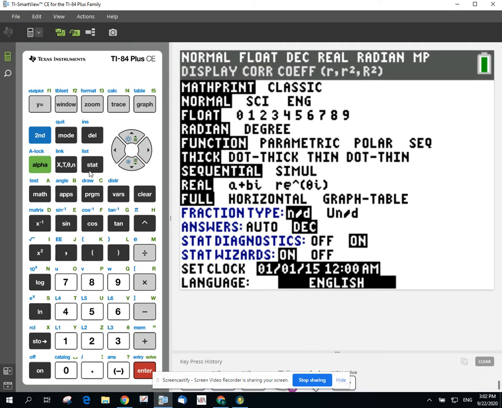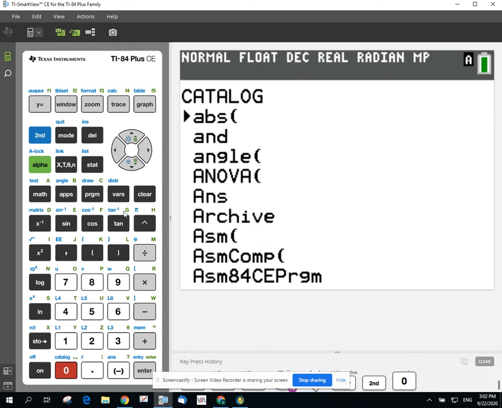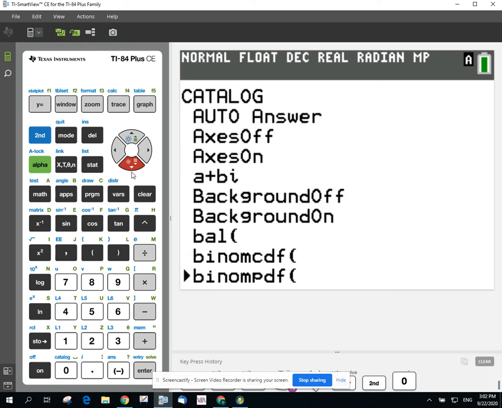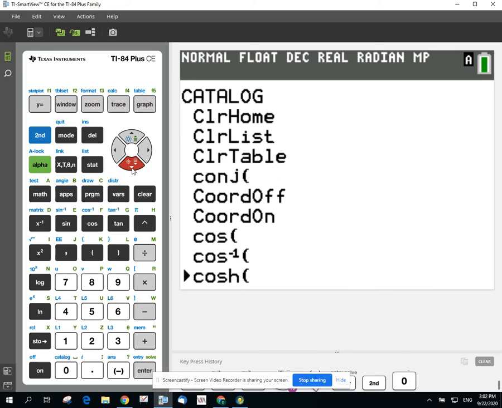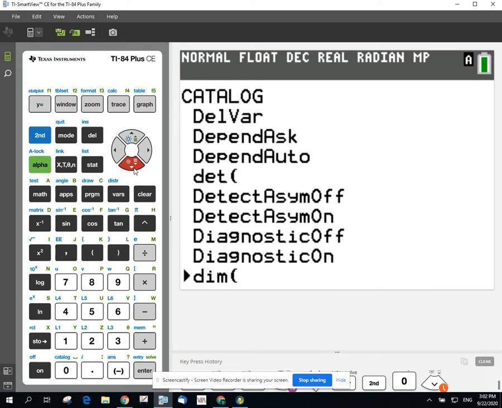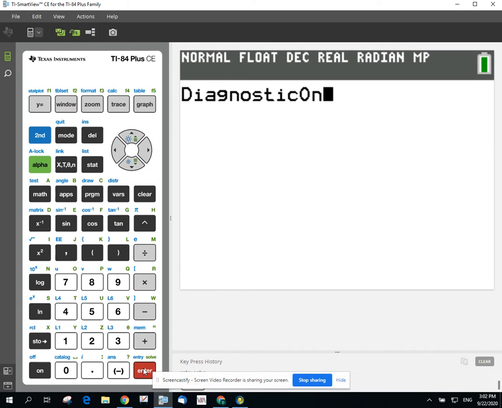If you're using an 83 and I think even an older 84, this may not appear in this menu. So what you do is you press second 0, that's the catalog, and you can arrow down to the D's. This is all in alphabetical order. Arrow down to the D's until you come to diagnostics on right here.